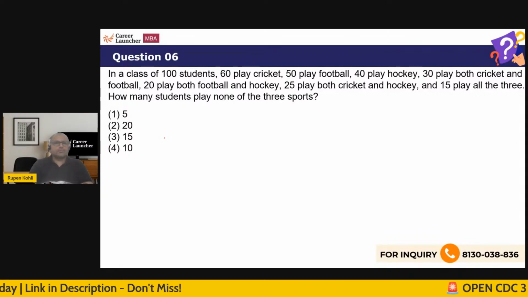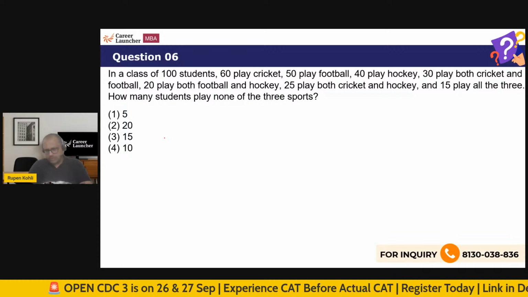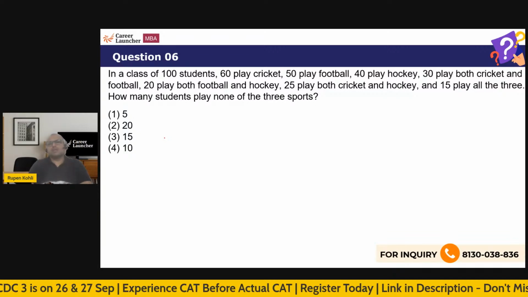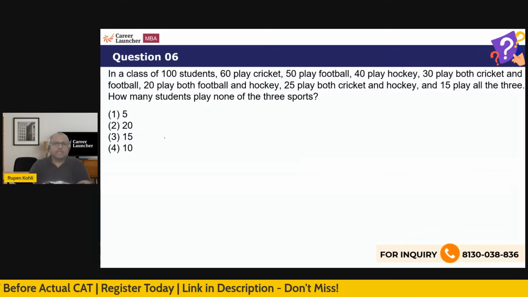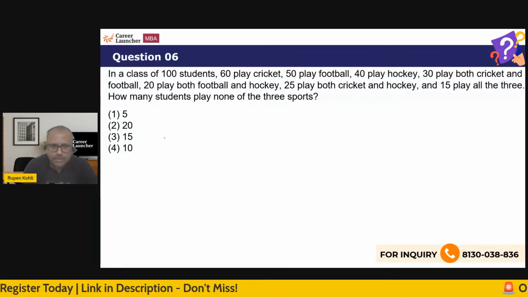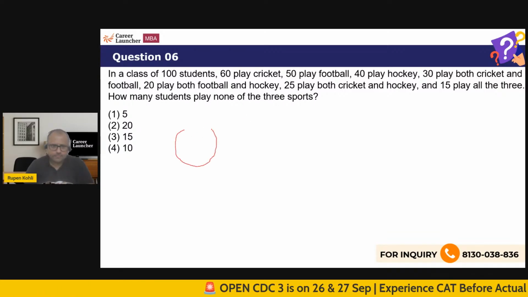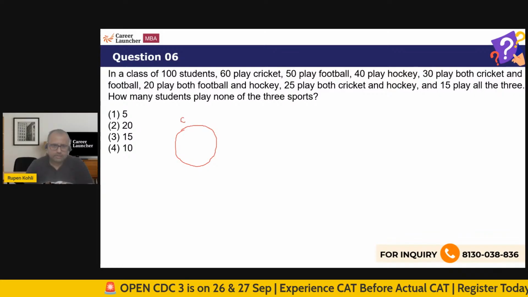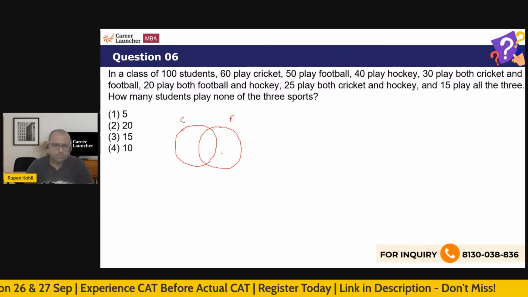Now, here we have a question on set theory, as you can see. So set theory पर questions आपके आते हैं, right? Like this, 2 sets, 3 sets, right? You should know all the equations related to Venn diagrams, right? चलिए इसको देखते हैं. It's a Venn diagram of 3 because we have cricket, football, and hockey. Let's see. So cricket, football, hockey.